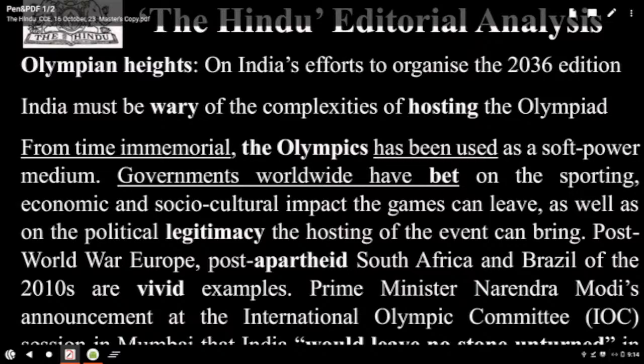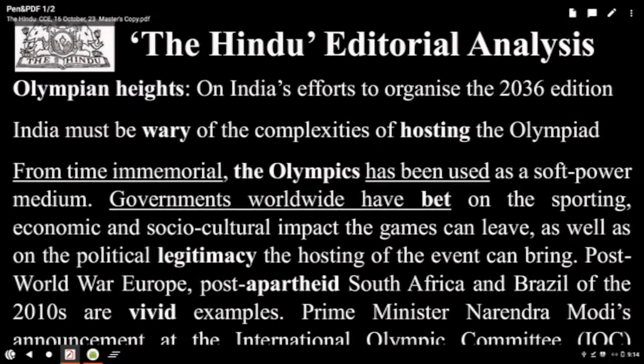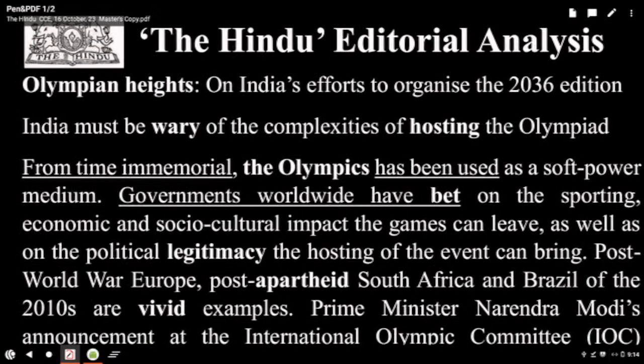How does it start? Olympian heights. What do you understand from that? Great heights. Please write, great heights. In sports, the Olympics, the ultimate, so great heights. On India's efforts to organize the 2036 edition. Main idea of this editorial: India must be wary, India must be cautious of the complexities of hosting the Olympiad.